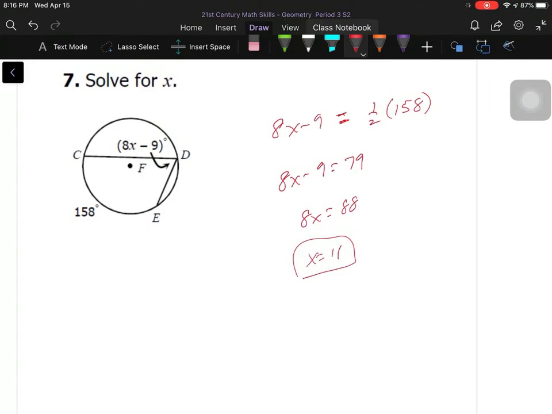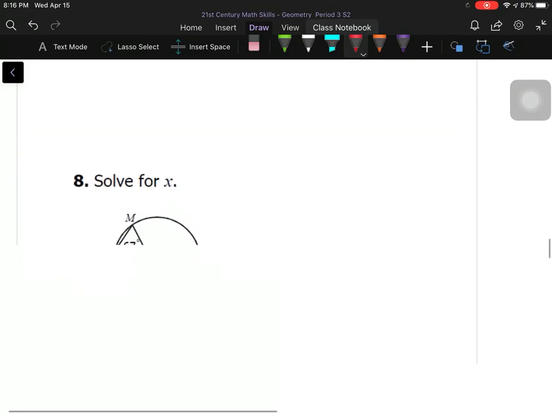Okay, again, it's what you're given. So I'm given the arc and I'm given the angle. So that one I'm just going to take half the arc, set it equal to the angle.